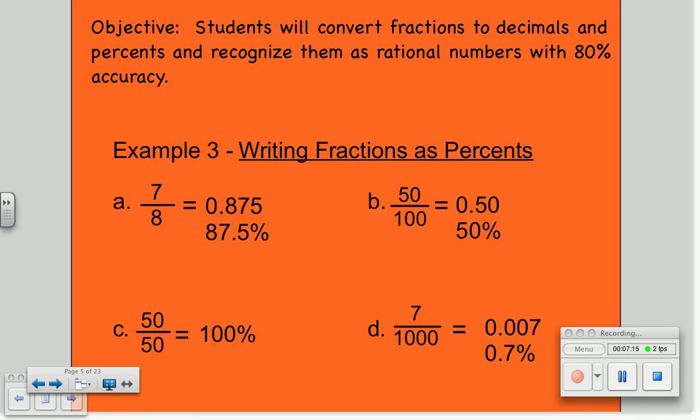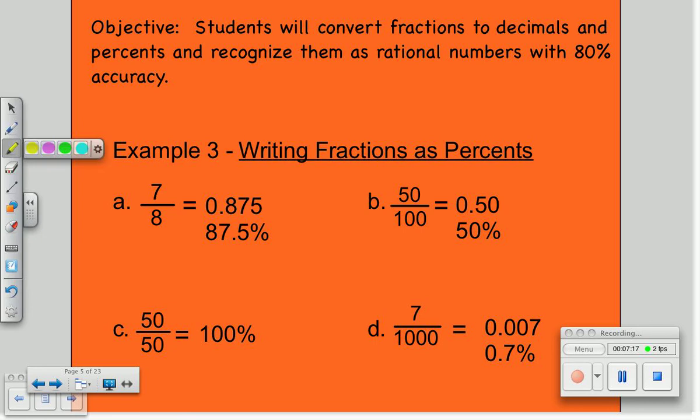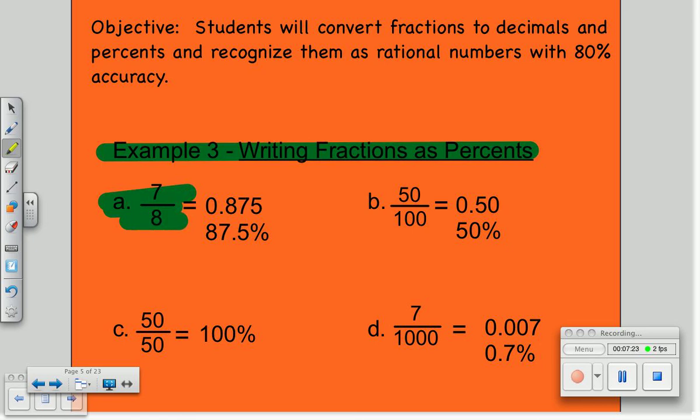Example 3. Writing fractions as percents. Letter A, 7 over 8. First we write it as a decimal, and the way we do this is we divide 8 into 7. 8 does not go into 7, so we have to add a decimal and 2 zeros. Make sure the decimal's in the quotient, and then divide.